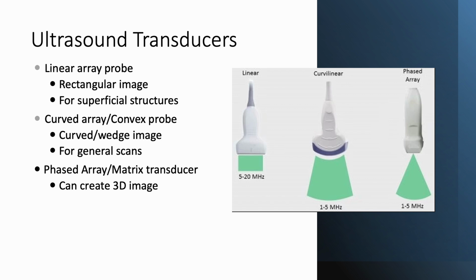The next type is a curved array or convex probe. In this picture, it's called curvilinear, but these transducers have a curved surface where the sound waves bounce out, and they're used for most of our general scans. So we're going to use them for our abdomen and our chest. A phased array or a matrix transducer is used to create a 3D image, and we're not using those very often in veterinary medicine. I've seen them for pregnancy ultrasounds, and people can get a 3D image of the baby before it's born.